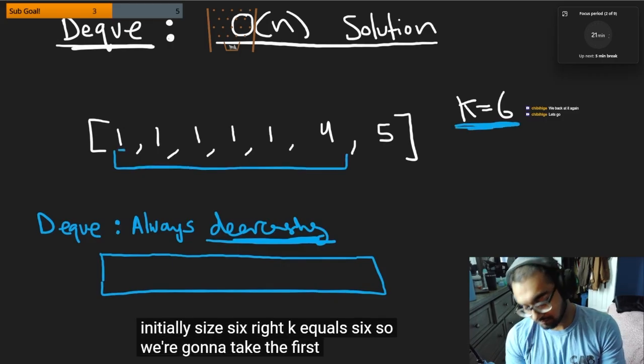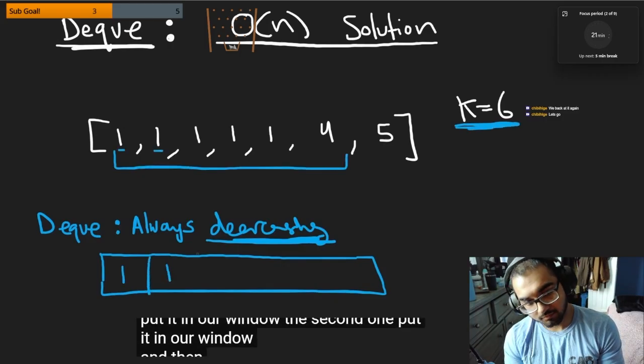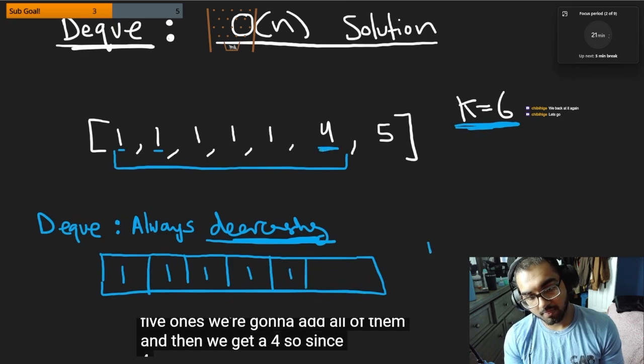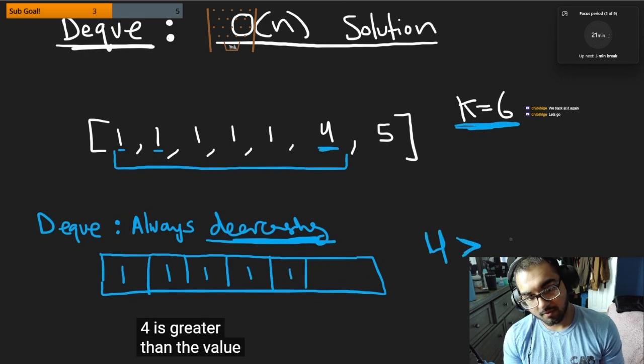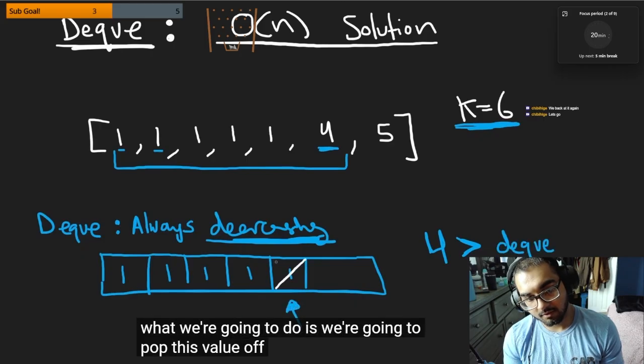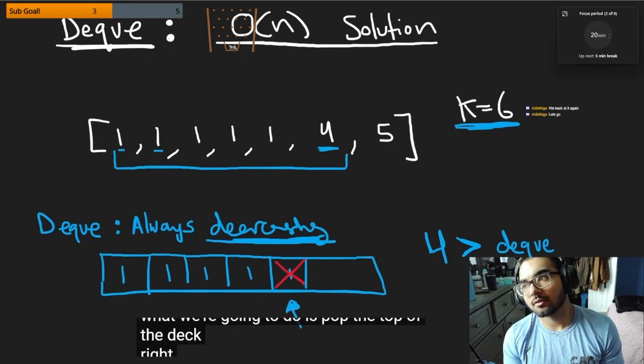K equals 6. So we're going to take the first one, put it in our window, the second one, put it in our window, and then just repeat that, right? We have 5 ones, we're going to add all of them, and then we get a 4. Since 4 is greater than the value at the top of our deck, or at the rightmost position of our deck, we're going to pop this value off. We pop the top of the deck, and now we're going to make the comparison again.